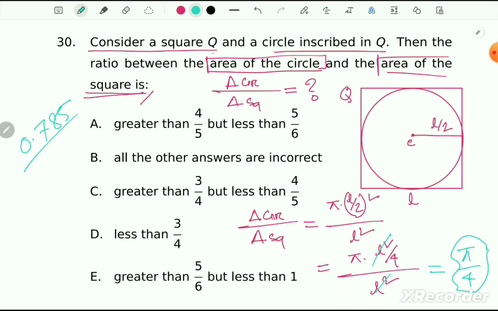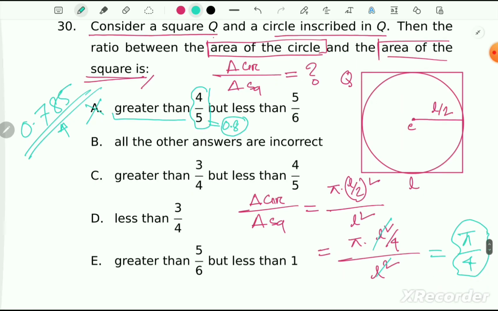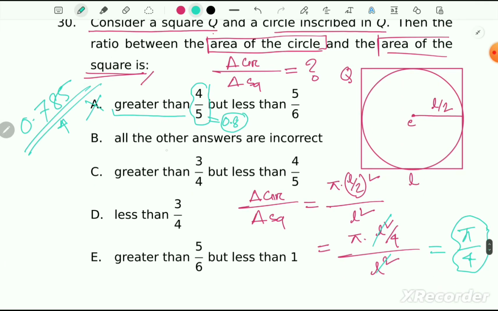0.785 is our equivalent number of pi by 4. So first, greater than 4 by 5. So 4 by 5 means actually 0.8. It's a very simple calculation, you can do that. So greater than 4 by 5, but we can see here it's actually less than, therefore option A cannot be. B, all the other answers are incorrect. We can't say.